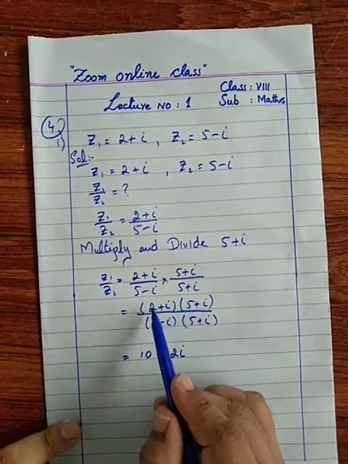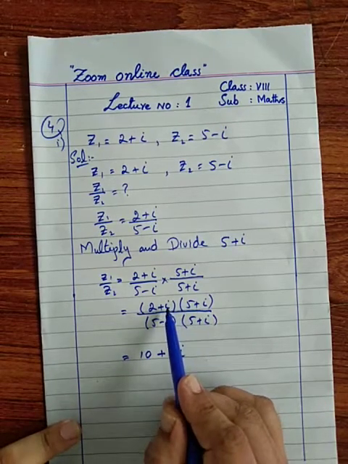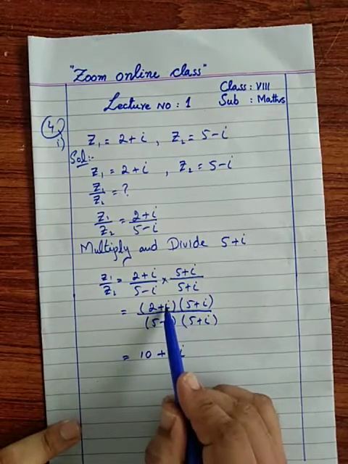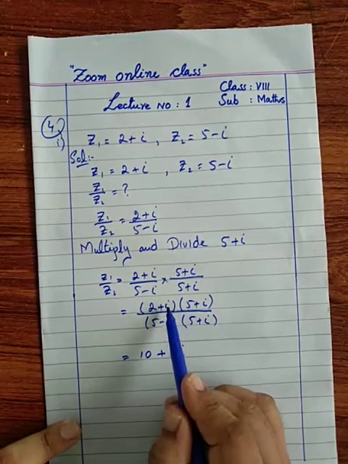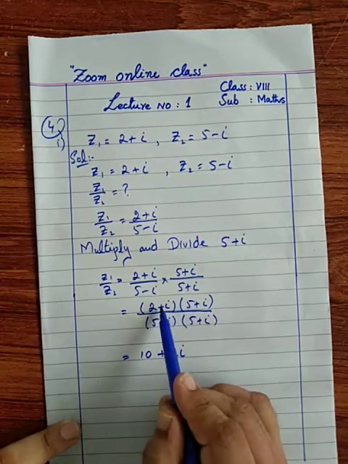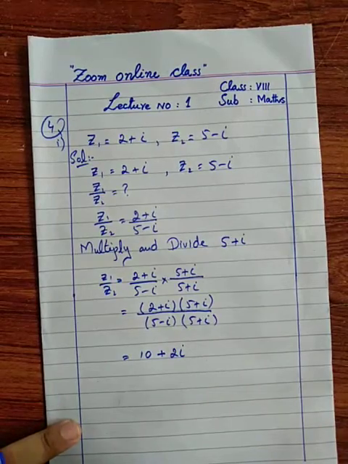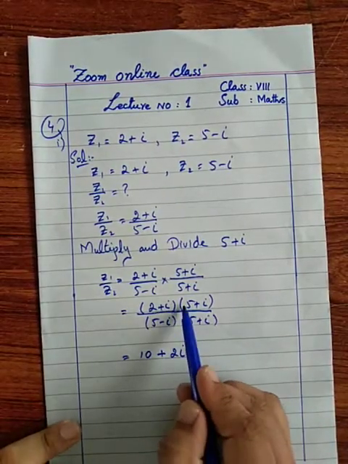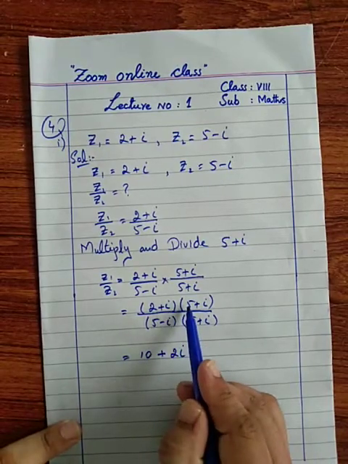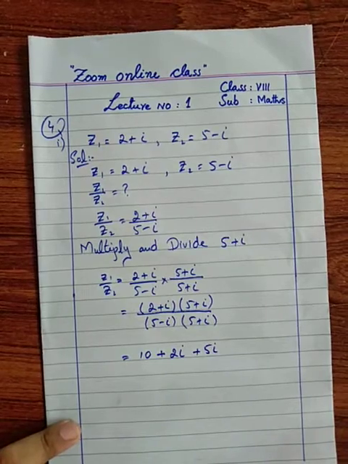After 2, as we multiply 2 with both numbers, next we multiply the iota with these two numbers. So first of all we multiply iota with 5. First multiply the sign of iota with the sign of plus 5, so plus and this plus become plus, and iota with 5 becomes 5 iota.